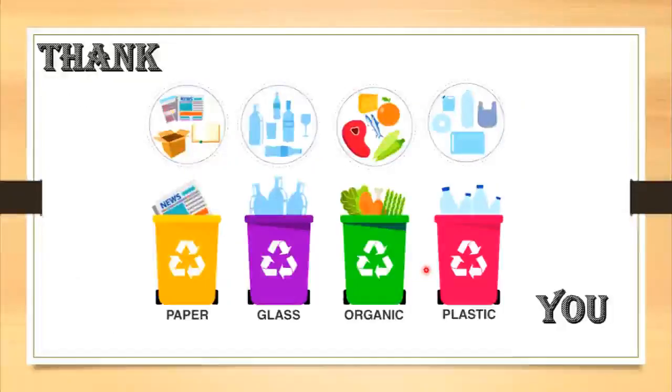And lastly, we have to take initiatives like this picture, that we have to use separate bins or separate containers for the collection of separate solid waste. The containers should have different colors to indicate the type of solid waste very easily. So paper can be collected in the first yellow container, glass can be collected in the second container, organic waste can be collected in the third one, and the plastic material can be collected in the last one.